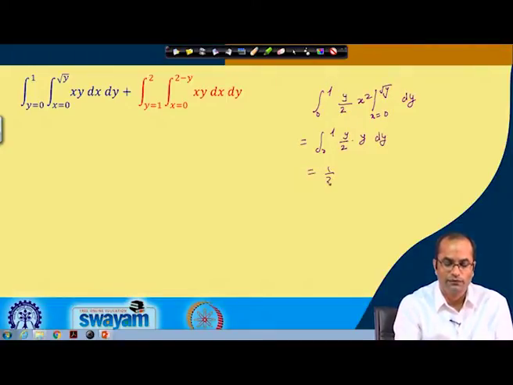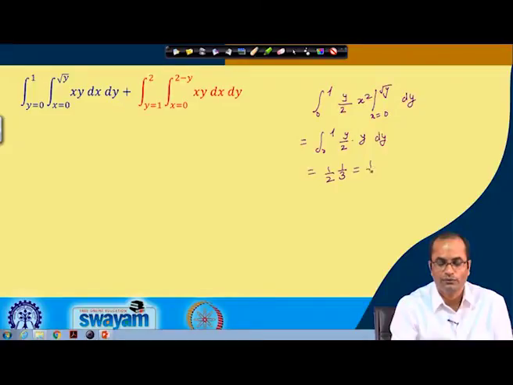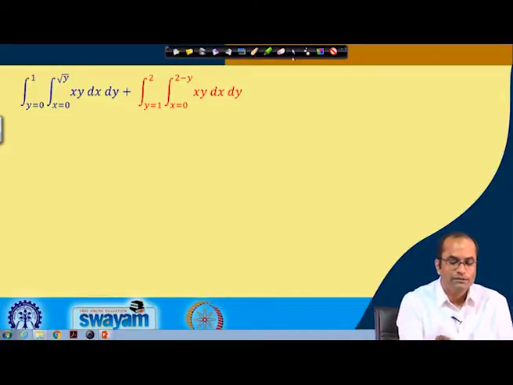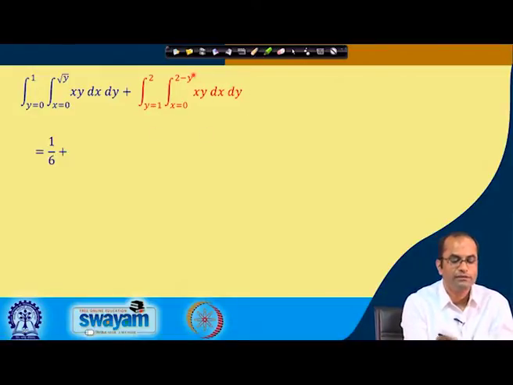So, we have half y square, this will be 1 by 3 y cube, and when we put the limit 1, it will be 1 and minus 0. So, we get the value 1 by 6 here. So, the value of the first integral is 1 by 6, and then we can evaluate the second integral.